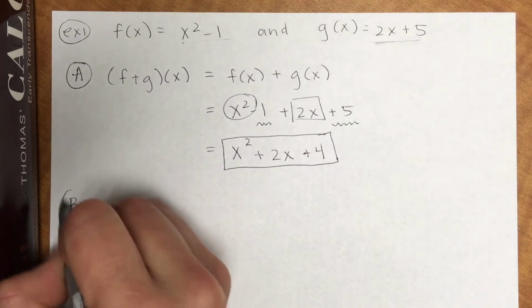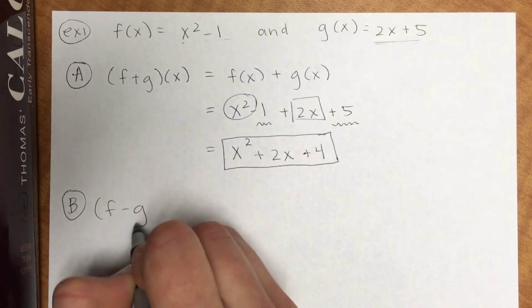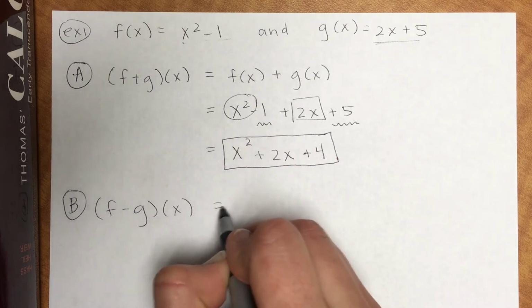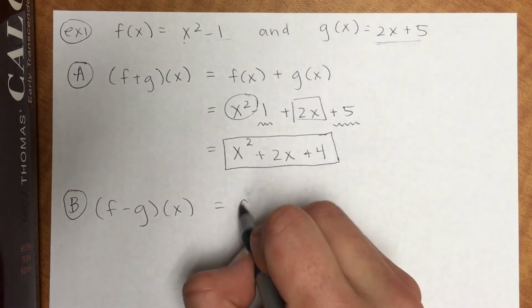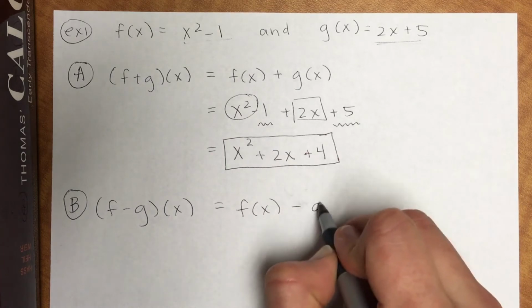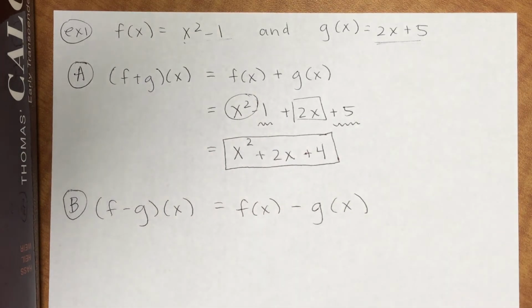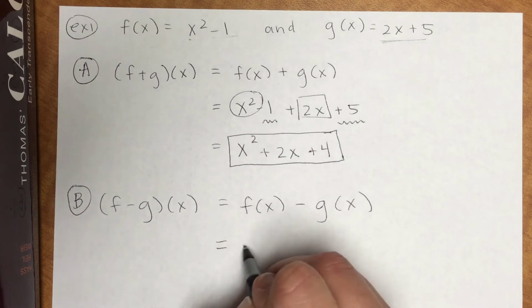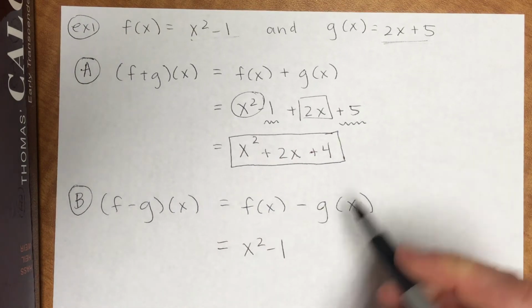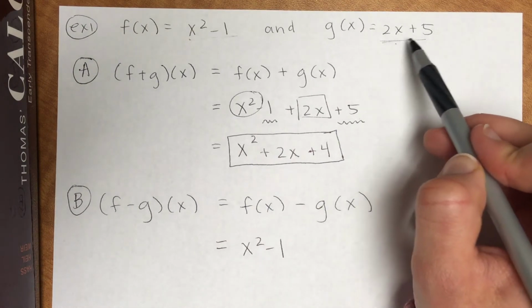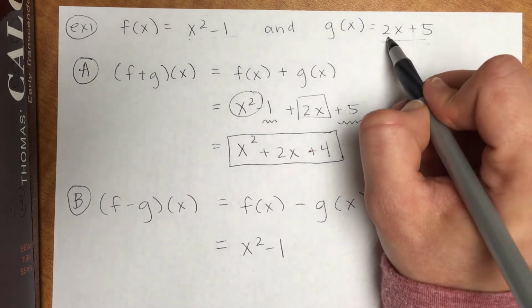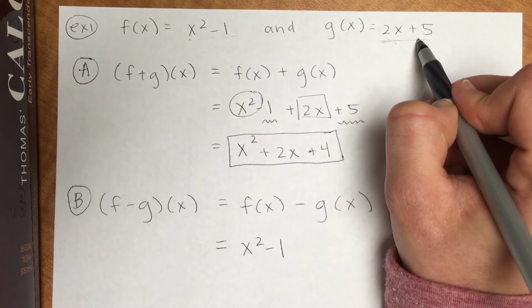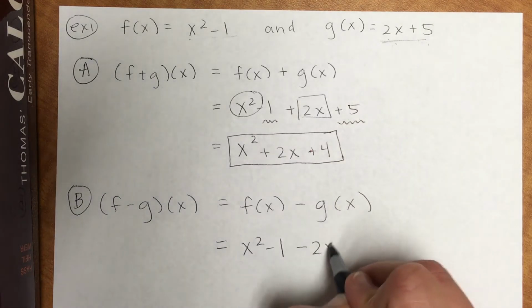If you're going to subtract, it's a slightly different problem. So this is the notation, f minus g of x. So that's the same thing as taking f of x and subtracting g of x from it. So you take your f of x function, but you subtract each piece of g. So I'm going to subtract my 2x and subtract my 5.